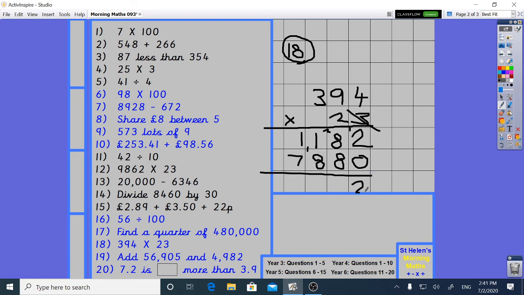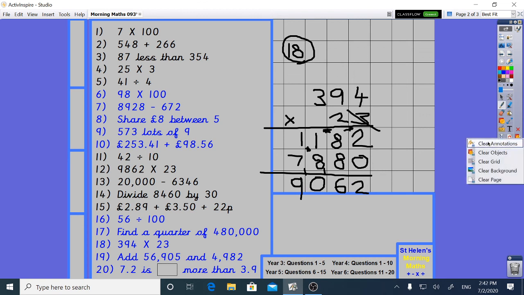Add up your 2 lines. Don't accidentally add these little ones. And I think we get 9,062. Quite small actually, but it was only 3 in the hundreds column and a 2 in the tens column. This is nearly 400, so it's roughly 400 times 20, yeah, roughly 8,000, so 9,062 makes sense.